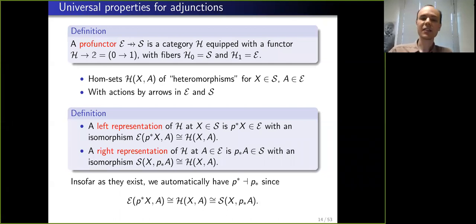And on the other side, a right representation of an object A of E is an object P lower star of A of S, so that ordinary maps in S into P lower star of A are the same as heteromorphisms into A. And then if we have these representations, we automatically get an adjunction, because we can put these heteromorphisms in the middle and make a composite natural isomorphism between Hom sets. So this is a way to characterize both functors in an adjunction by universal properties.